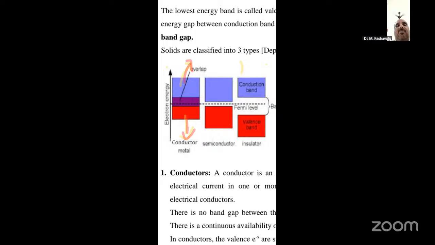When the valence band is overlapped with the conduction band, the electrons are easily promoted from the valence band to the conduction band. Hence, such types of materials are known as conductors. This happens in metals. The conductors are metals. They consist of surface electrons, and those electrons are promoted from one energy level to the next.